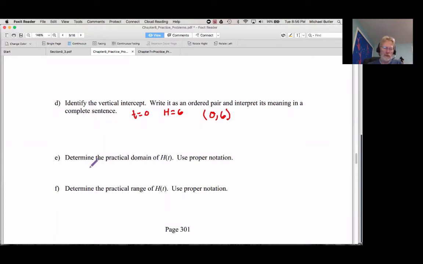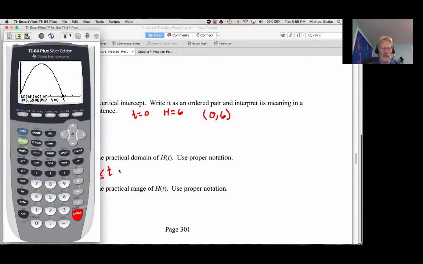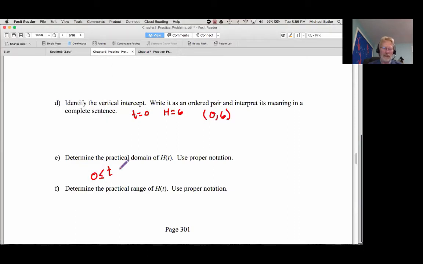Well, we know that we're talking about time here. So if you want to use inequality notation, one way you could do it is say, well, t has to be greater than or equal to 0 because we have a starting time. But if we go back to our graph here, look, the arrow is not burrowing into the ground, right? So after 5.69 seconds, we're done. The arrow is not flying anymore. The arrow's in the ground, right? So that says it's less than or equal to 5.69. So that's our practical domain.